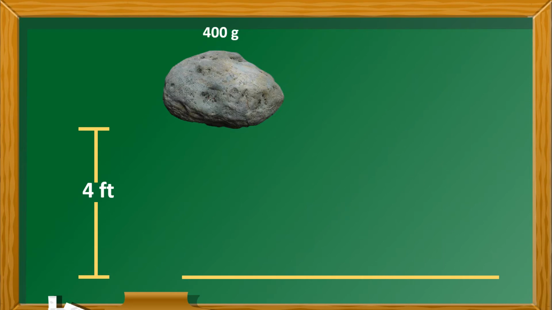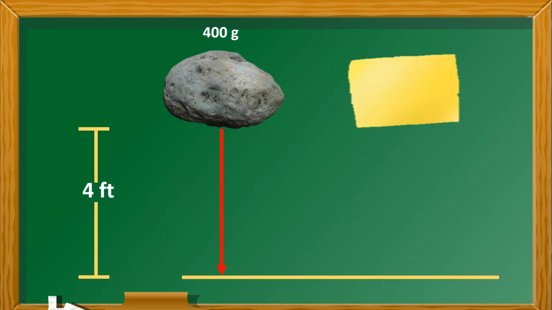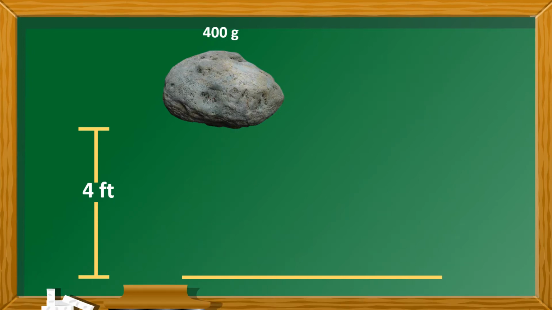How about a 400-gram stone and a piece of paper? Evidently, the stone is heavier than a piece of paper. Now, with air resistance, which one will hit the ground first? Well, the stone is going to fall straight down, while the flat piece of paper may go this way, that way, this way, that way, and eventually will fall to the ground. This is because of air resistance.